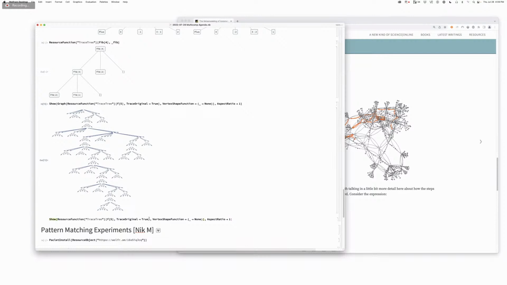Oh, I see. But can I say vertex shape function to none as part of... You'll have to put tree around it and use tree options. What are the tree options here? Let's see what it does without options first. With just tree element label goes to all goes to none.